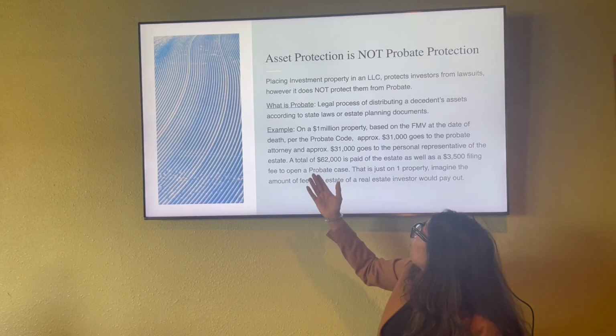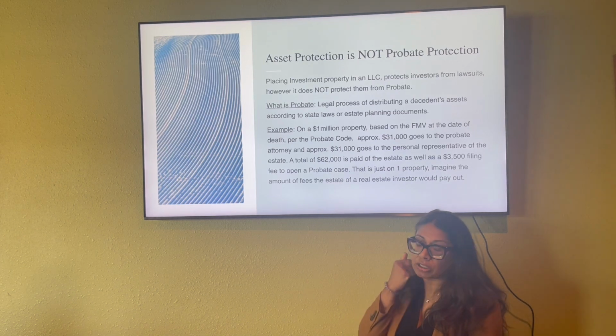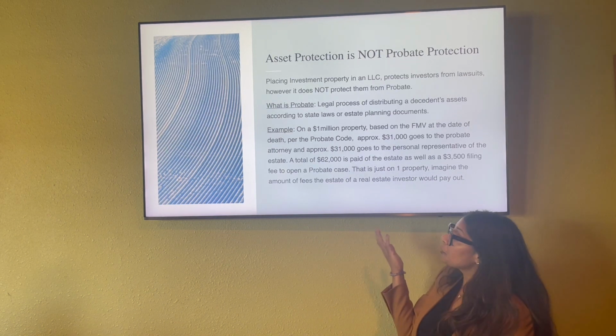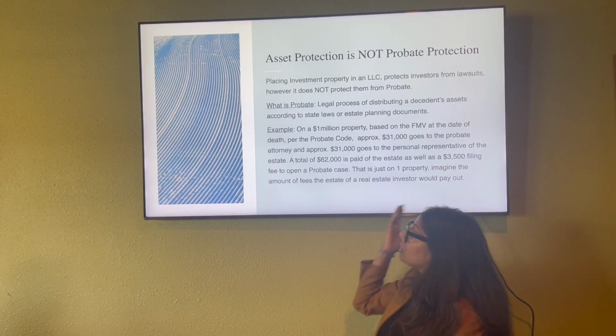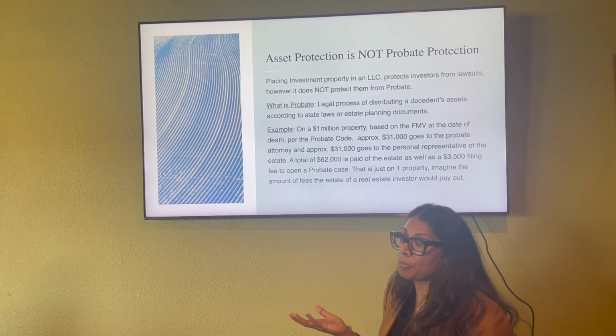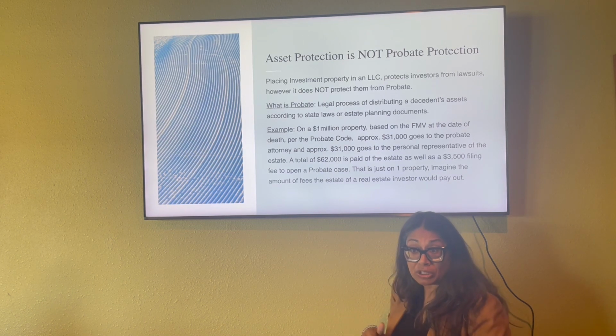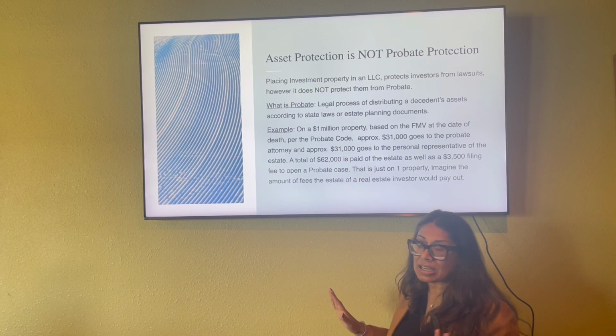And this is an example. I just give this as an example because people don't really realize how expensive probate court can be. So on a $1 million property, based on the fair market value at the date of death, which could be very possible, anybody's property could be worth $1 million in California easily, say a house.